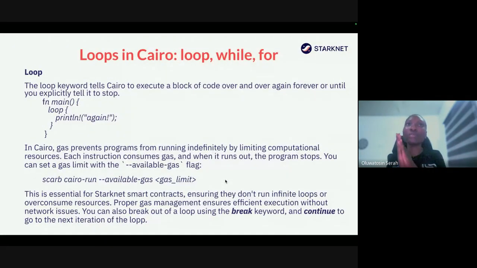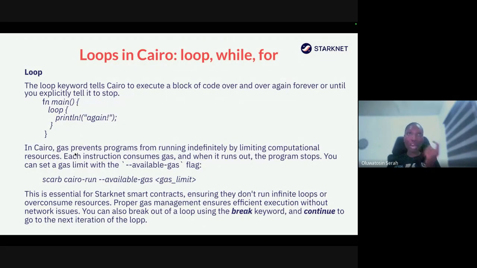We have loop, while, and for. The loop keyword tells Cairo to execute a block of code over and over again until you explicitly tell it to stop. For example, if you try and run this function, your terminal is just going to keep printing the same output again and again, like that.